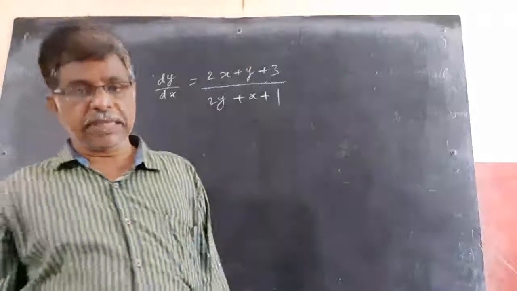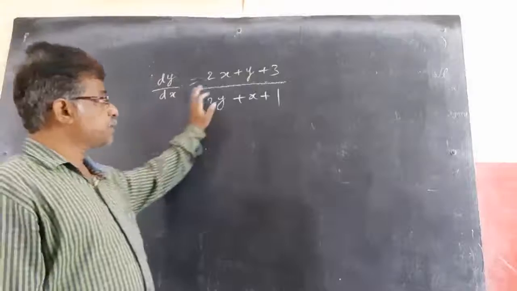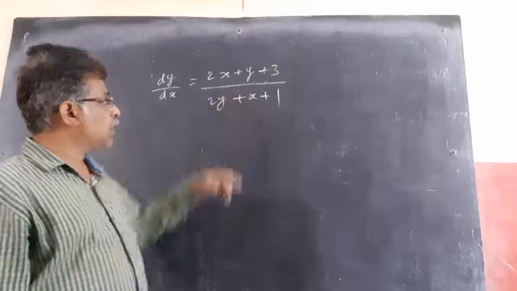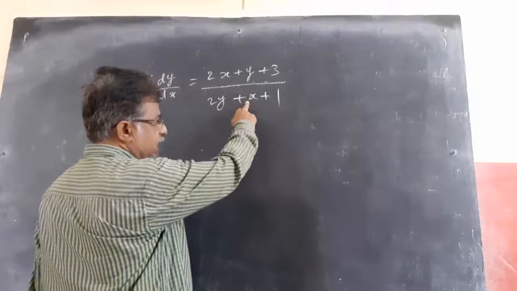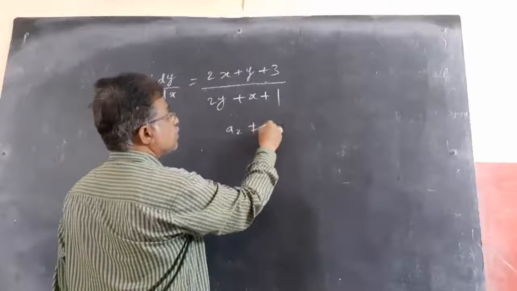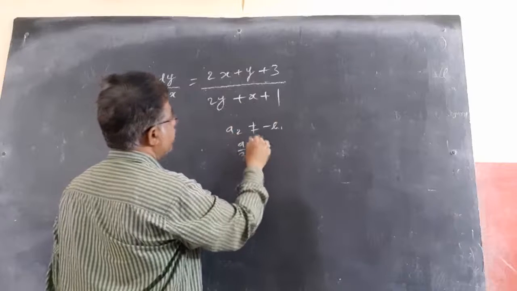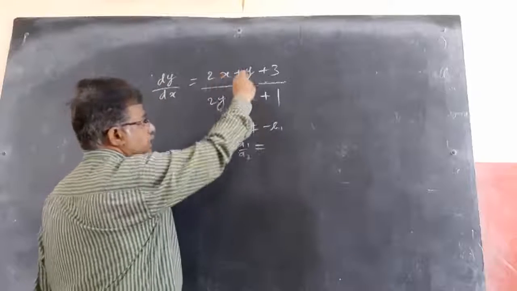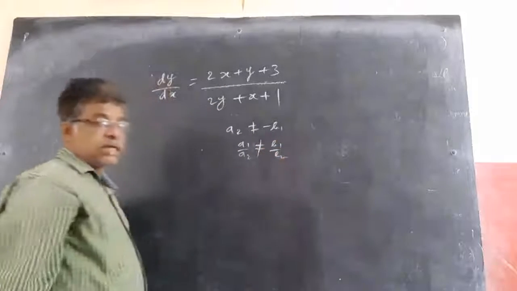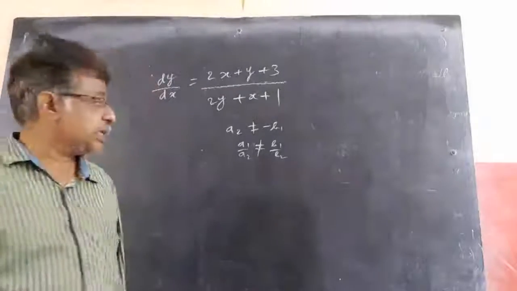One more sum of the same kind, non-homogeneous, we will discuss. dy by dx equal to 2x plus y plus 3 by 2y plus x plus 1. Here if you observe, these two are not equal. If I arrange also, a2 is not equal to minus b1, and a1 by a2 is not equal to b1 by b2. Even if a1 by a2 is 2 by 1, this is 1 by 2. So not the first two cases. So we should go for the third case only.